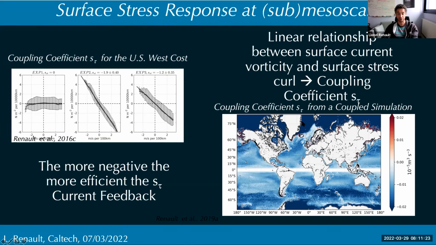It's over the ice, so it doesn't make sense. But over the open ocean, the ocean without ice, we do have a negative S2 everywhere. S2 is very important to understand and to estimate correctly from the observations too, because it can be interpreted as the efficiency of the current feedback. The more negative the S2, the more efficient the current feedback. And as I will illustrate after, the larger the eddy killing we will have.